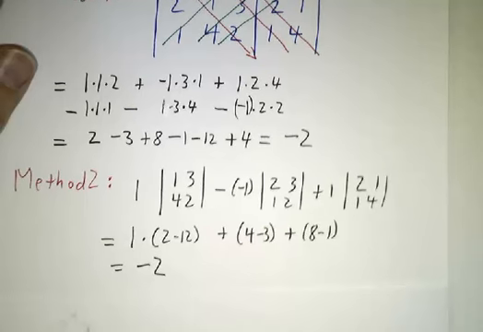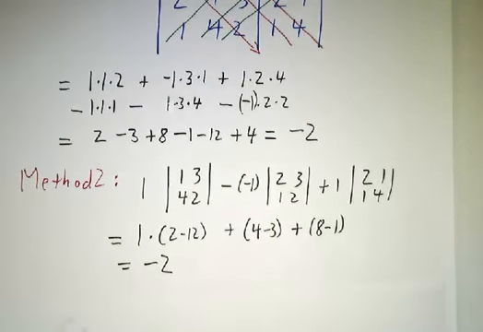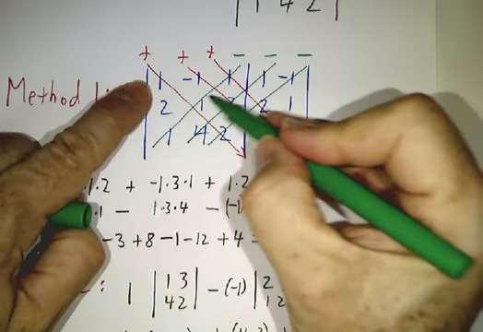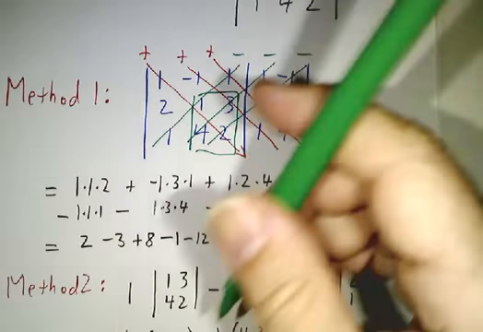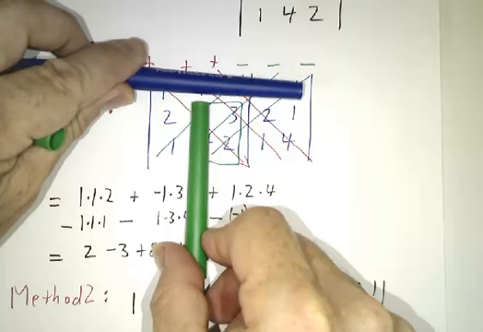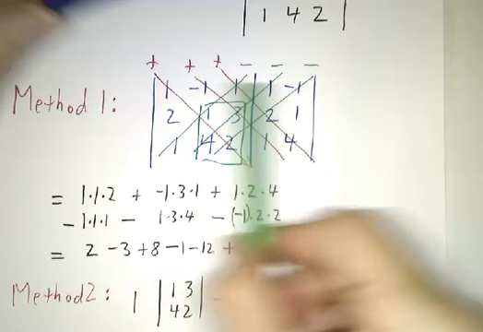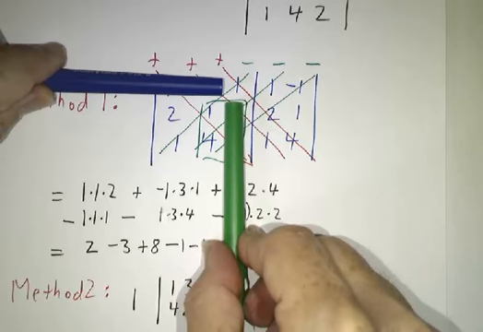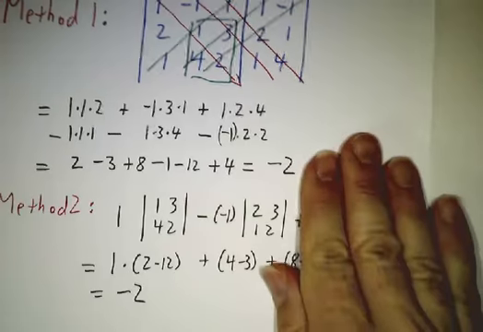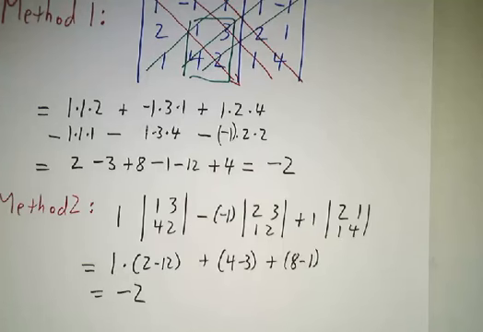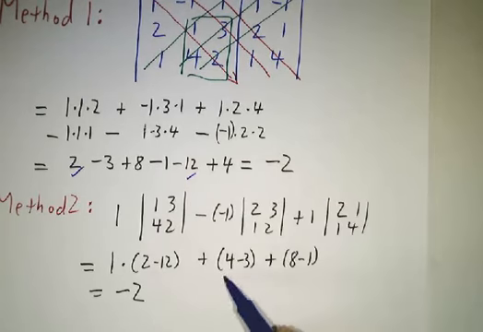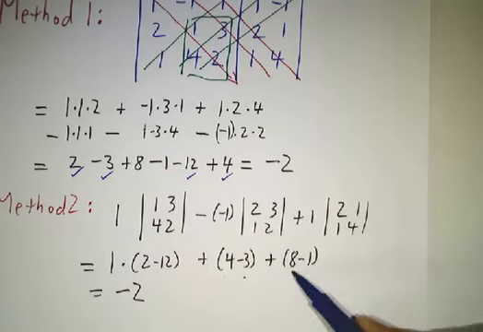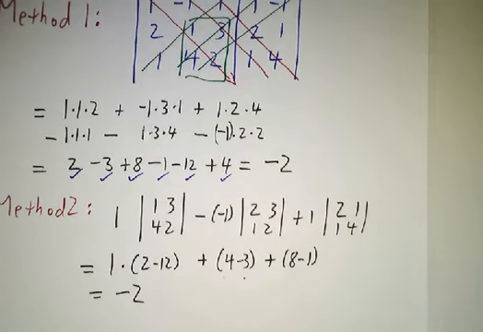If we did it the other way, we would have gotten 1 times this 2 by 2 block, and then minus negative 1 times this 2 by 2 block, plus 1 times this 2 by 2 block, and it gives you the same answer. In fact, it gives you the same terms. You wind up with the 2 minus 12, that's the 2, and that's the minus 12. 4 minus 3, 8 minus 1. It gives you exactly the same terms, exactly the same answer.